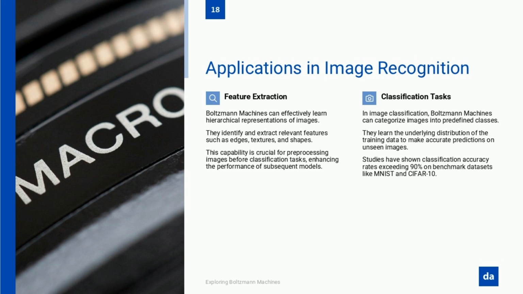Now that we've seen how Boltzmann machines have been applied to images, let's shift our focus to another fascinating area, natural language processing, NLP. While not as common as transformers today, Boltzmann-based models have been explored for text generation, language modeling, and machine translation. Let's dive into their impact on NLP next.